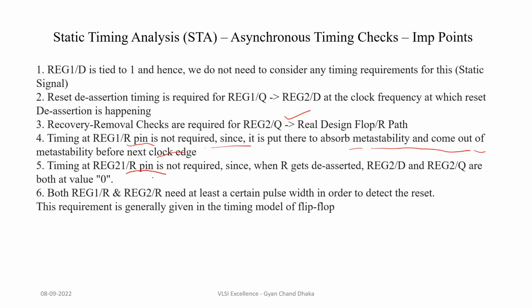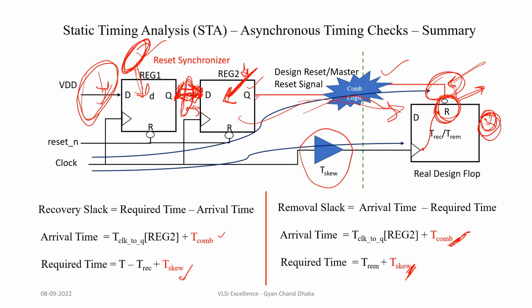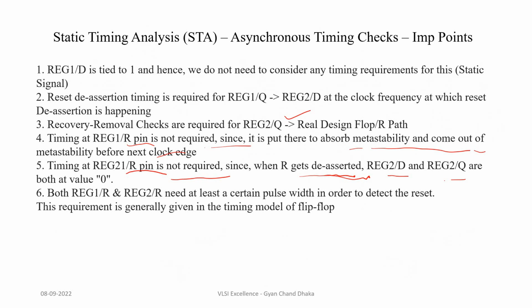Similarly, timing at register 2 reset pin is also not required, since when reset gets deasserted, our input and output of register 2 are going to be in 0 state. You can understand this in a better way in our previous chapter where I discussed the reset synchronizer, and I will provide the link in the description section. But here I will just touch on that whenever a reset deassertion happens, input and output of this flip-flop during the first clock are going to be the same, which will be in a reset state. So there is no toggling happening for this flip-flop, and hence we do not have to make any timing checks for this pin as well.